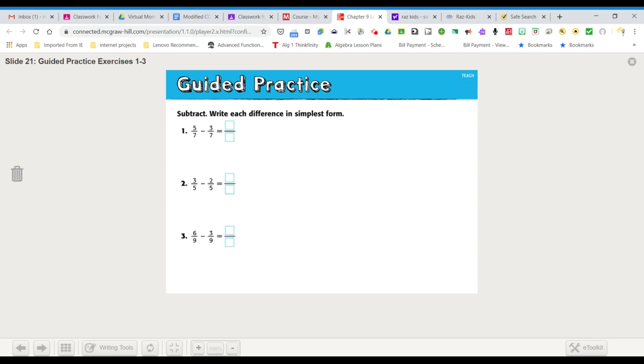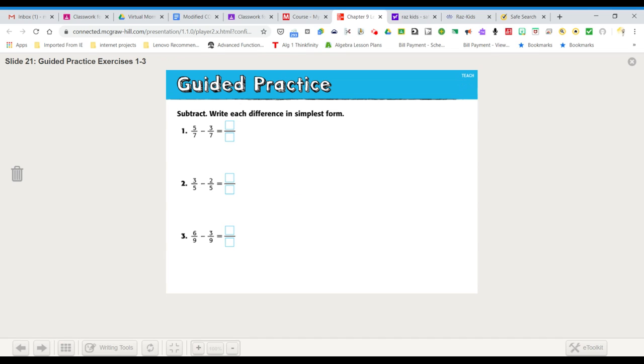Guided practice. Subtract, write each difference in simplest form. They didn't give you any clues like they did yesterday where they had the extra boxes to show you when you had to simplify. So you're going to have to think this one out. Remember, when the greatest common factor is 1, you're done. So as you look at number 1, 5/7 minus 3/7, your denominator stays 7. What's your numerator? If you said 2, you are correct.